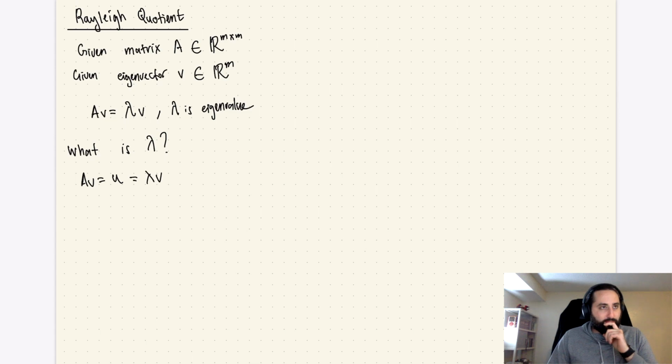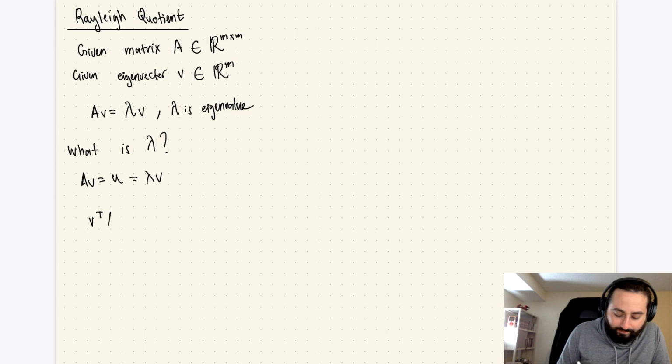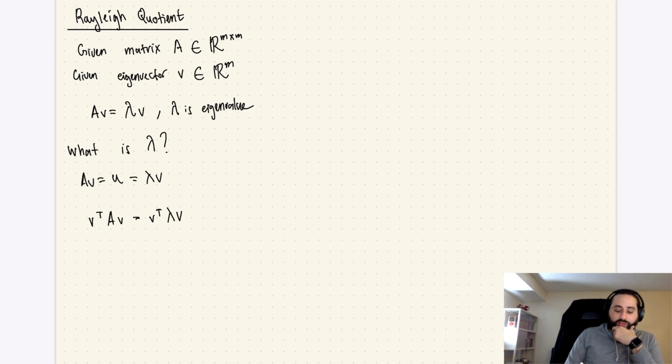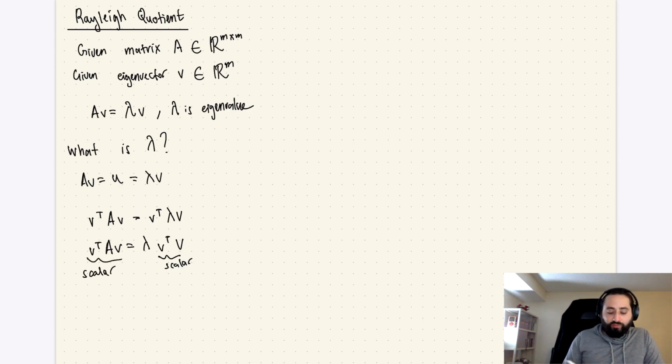Let's take this, Av equals lambda v. Let's multiply both sides by v transpose and see what happens. v transpose lambda v. And we know lambda is a scalar, so we can go ahead and squeeze it out. Now, if we notice, all of a sudden this whole thing becomes a scalar. And so we can do some simple algebraic division and end up with lambda equal to v^T A v divided by v^T v. And that is the Rayleigh quotient.